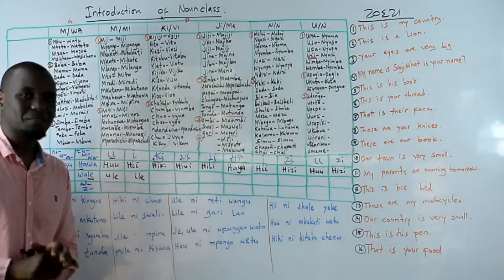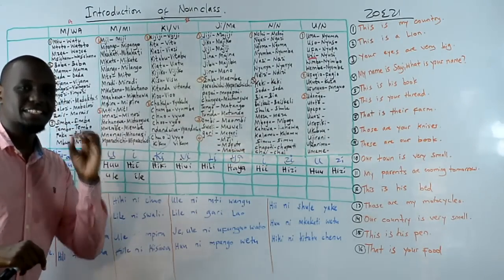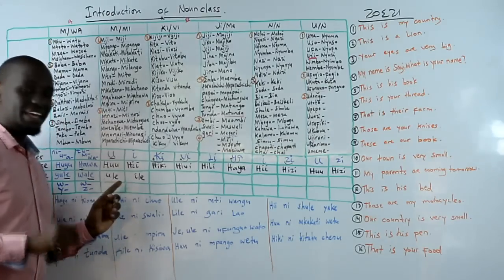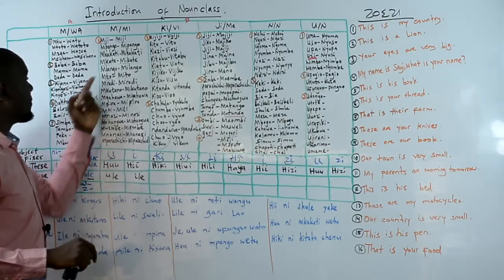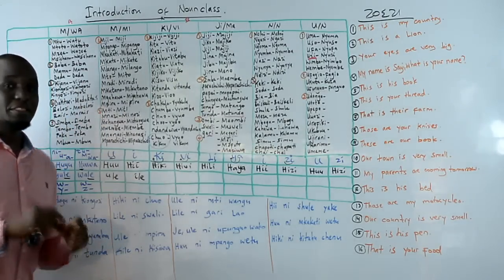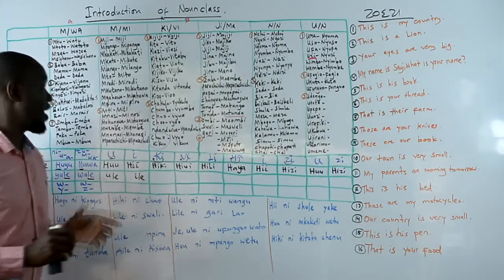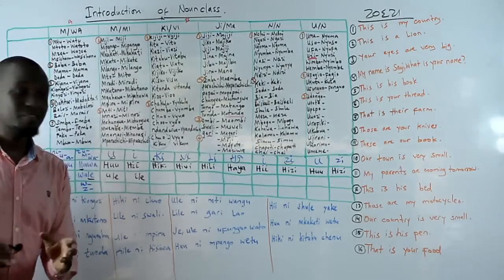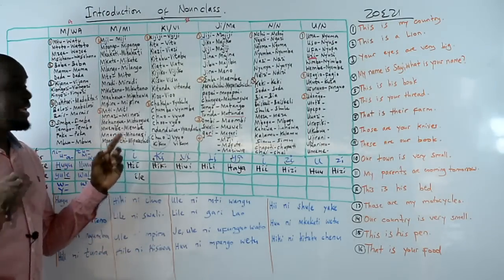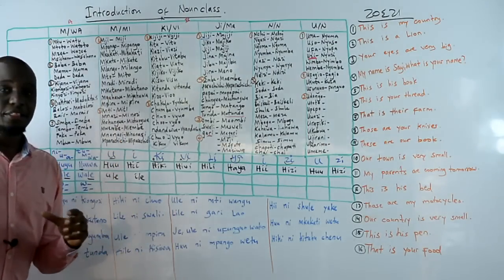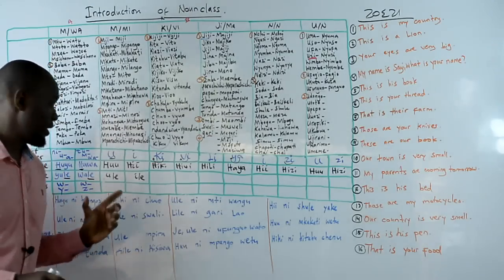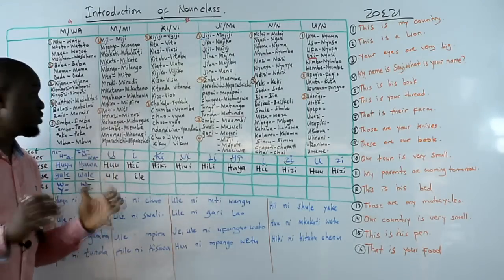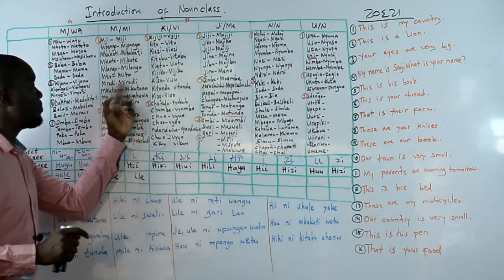So how do you say that is a bread? In Swahili, it will be ule ni mkate. That is a river will be ule ni mto. Those are rivers will be ile ni mito. That is a project will be ule ni mradi. Those are projects will be ile ni miradi.